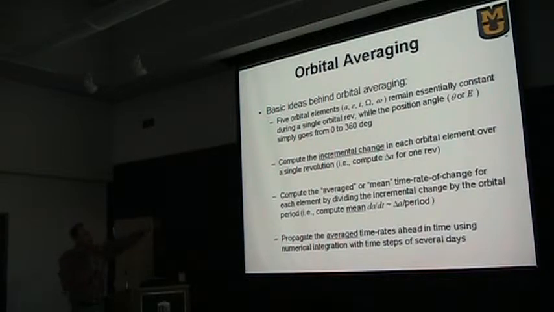So for example, calculate delta A, the change in, say, the semi-major axis, which is like the radius. Then get the average rate by taking that incremental change and dividing it by a time period, and let's use one period, the time it takes to go around one revolution. And now I get what's called an averaged or a mean rate. That's the average rate at which A is changing. And now I can propagate that average rate ahead in time and take steps of several days. So now instead of 50,000 integration steps, I might get away with 50 integration steps. So I can take 5-day steps.